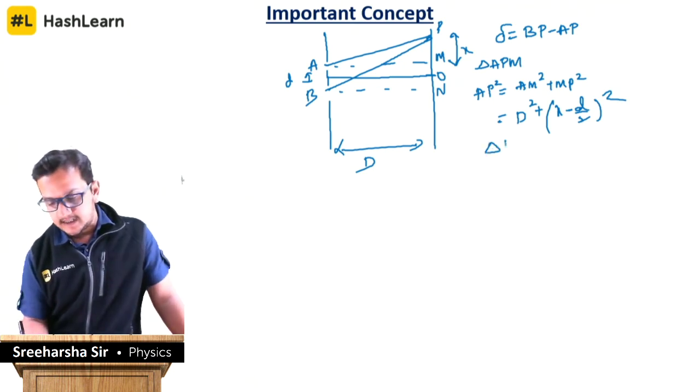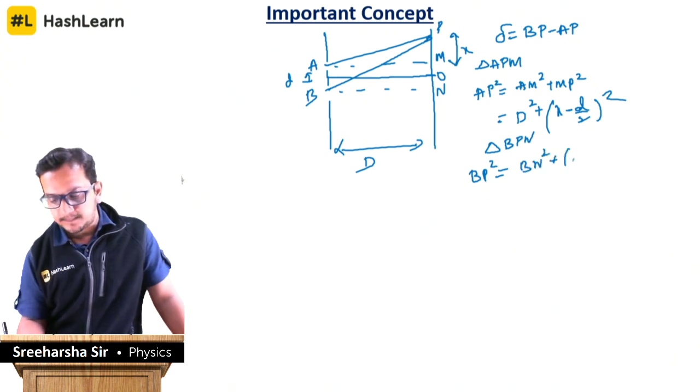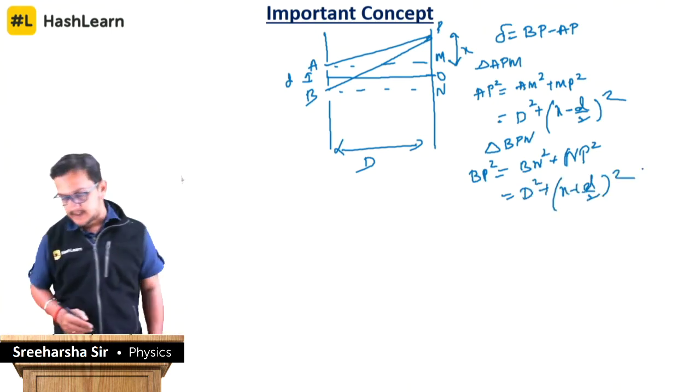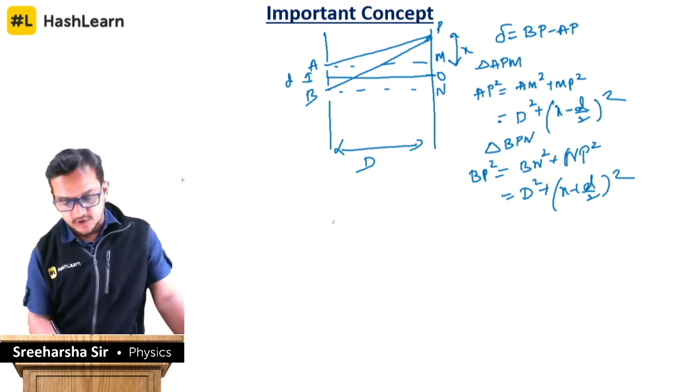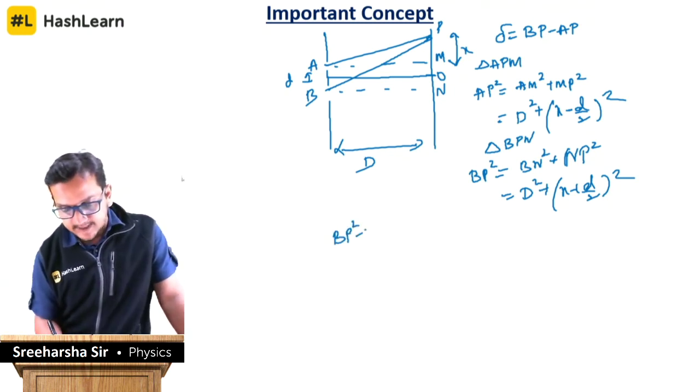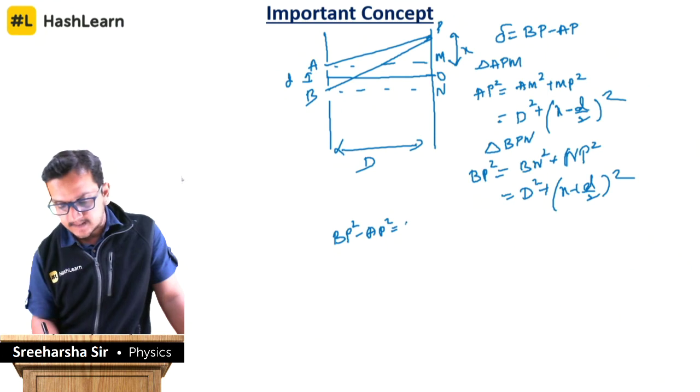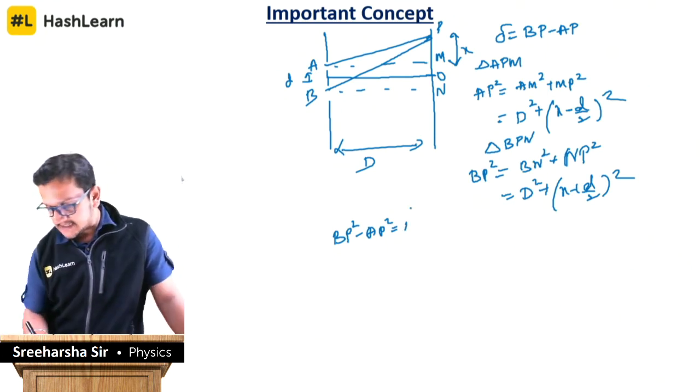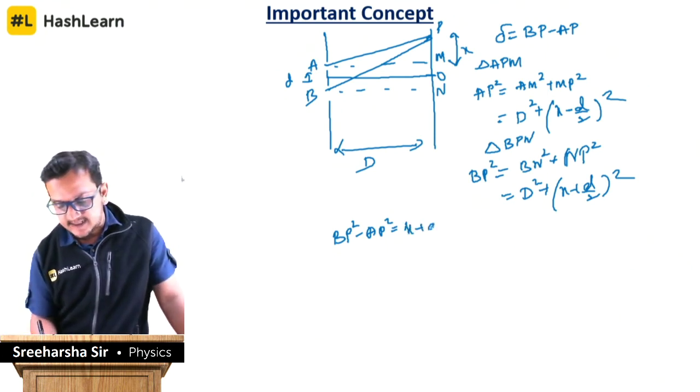And from the triangle BPN, BP square equals BN square plus NP square, which is equal to capital D square plus x plus d by 2 the whole square. If you subtract these two, BP square minus AP square equals, the D square will get cancelled, so you're left with x plus d by 2 the whole square minus x minus d by 2 the whole square.